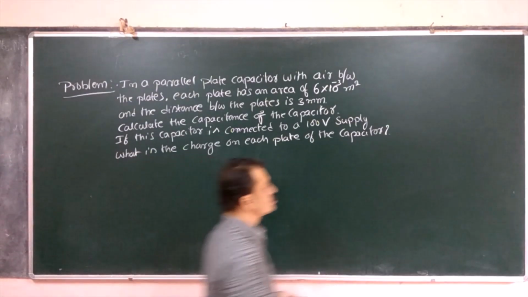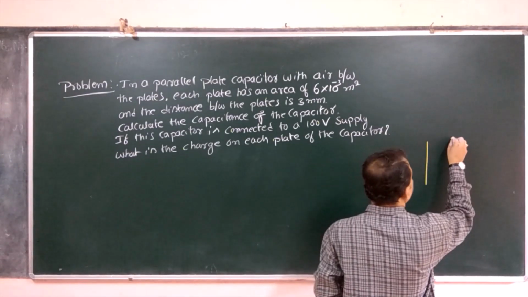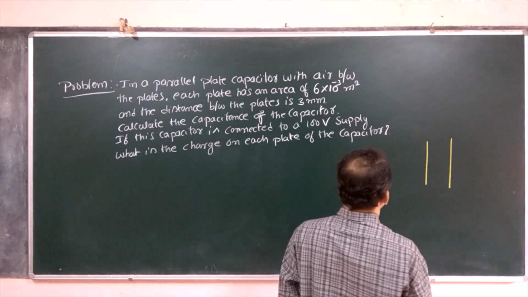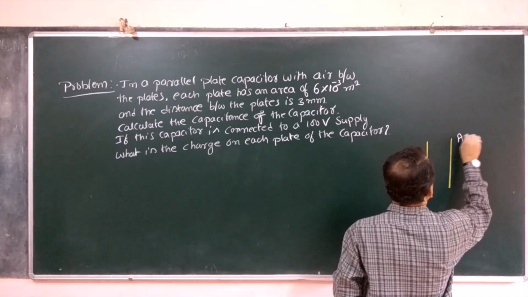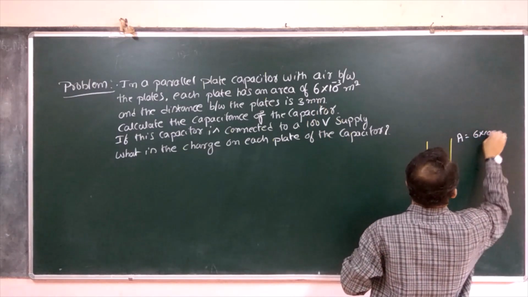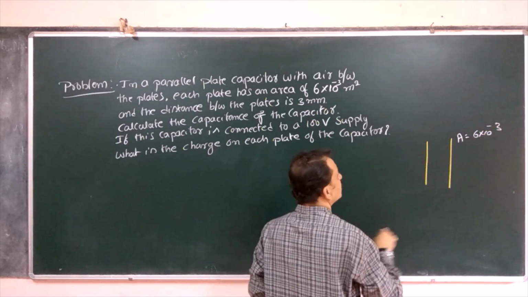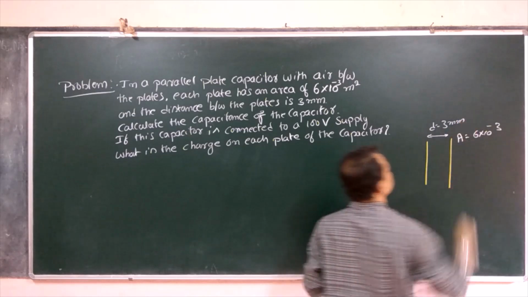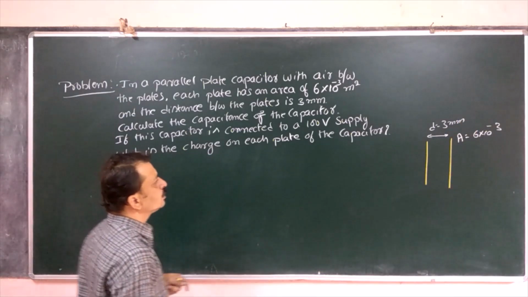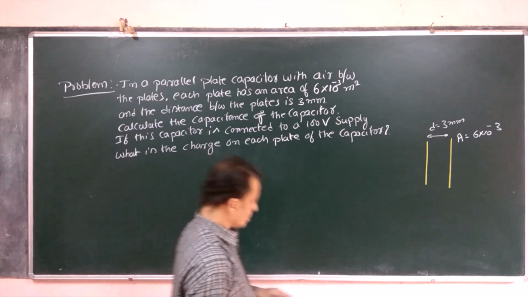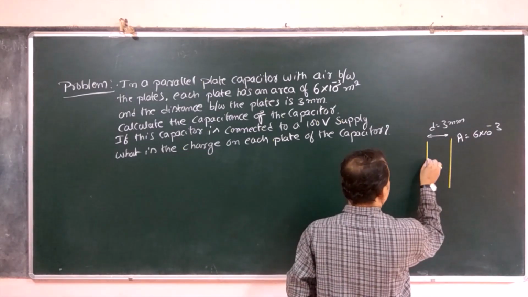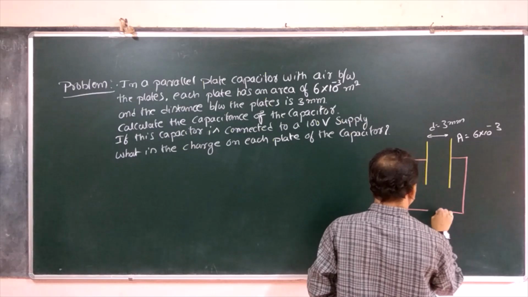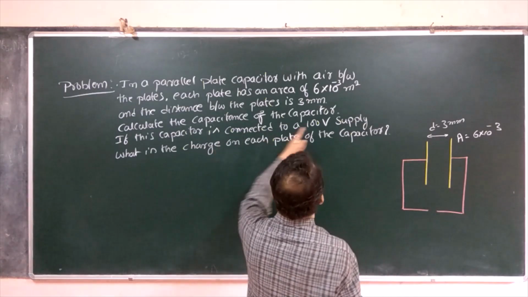So very simple, a diagram is not even needed. So we have a capacitor, a parallel plate capacitor. Now the area is given. Area of each plate is 6 into 10 to the power of minus 3 meter square. The distance of separation between the two plates is given, that is d is equal to 3 millimeter. Millimeter is given, we have to convert it to meter. So we need to find the capacitance C. Now this capacitor is connected to a supply. The supply is given as 100 volts.